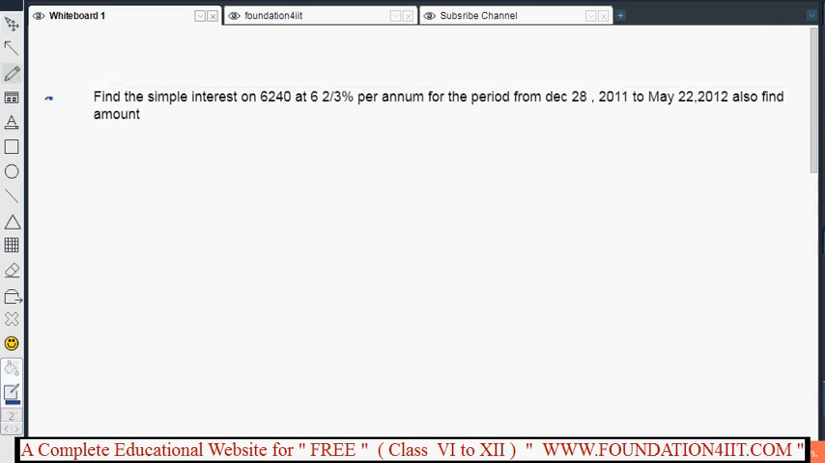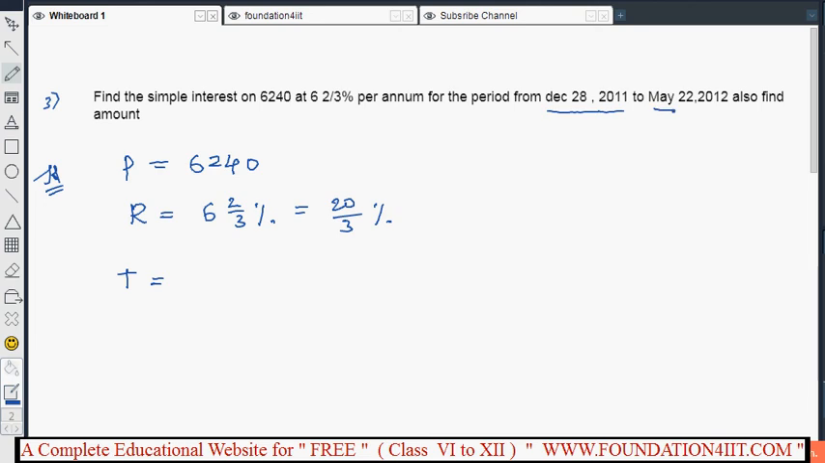So in this problem, if you observe the given data, principal is given directly: rupees 6,240. And rate of interest also is clear, 6 2/3%, that is 20/3. Now when you come to the time, that is December 28, 2011 to May 22nd, 2012.